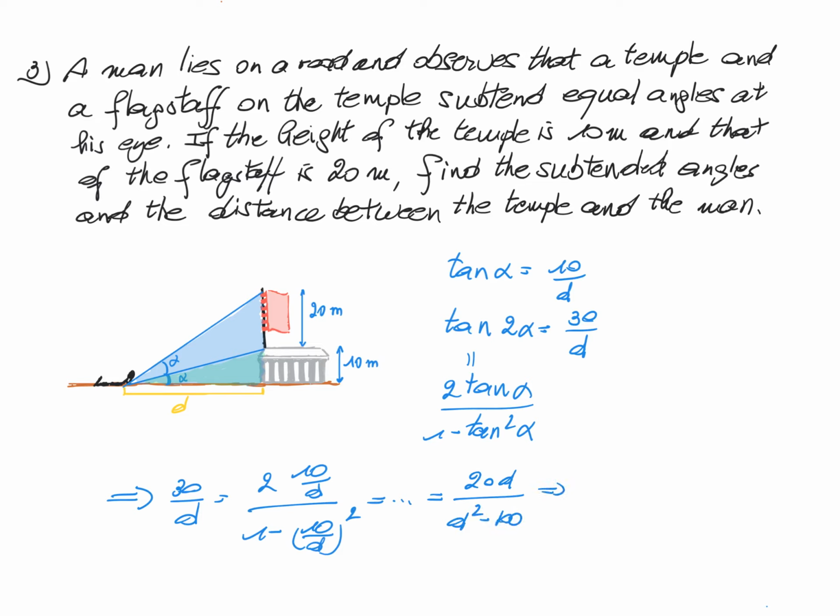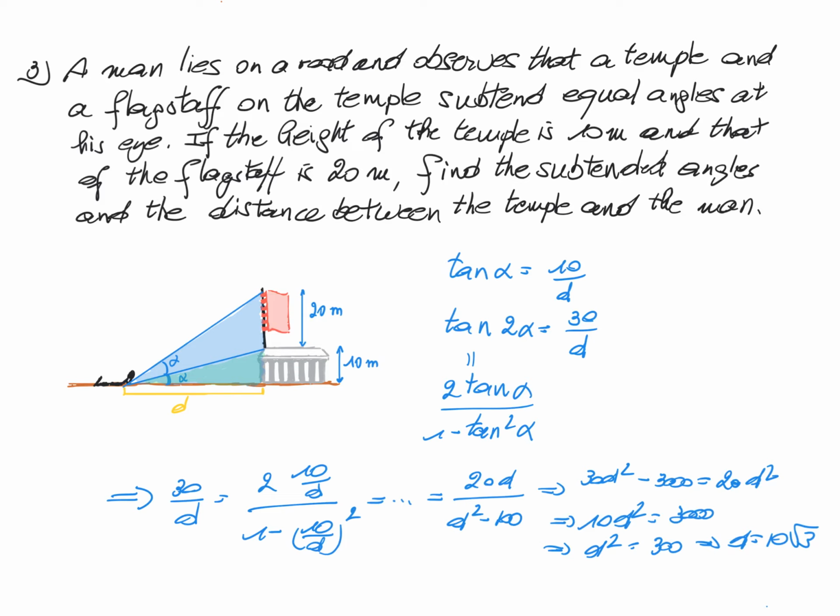So we have 30D squared minus 3000 is equal to 20D squared, or 10D squared is 3000, D squared is 300, or D is 10 times the root of 3. To find the subtended angle alpha, we can use any of the triangles, because we now know 2 sides. We know D, which is 10 times the square root of 3, and we know the height, which is for the smaller triangle 10 meters, or for the larger triangle 20 meters.